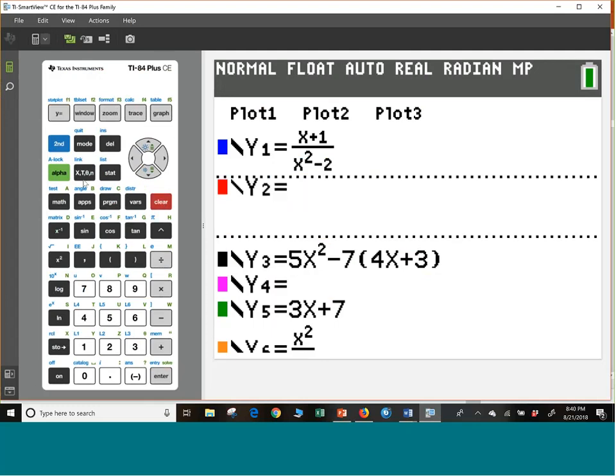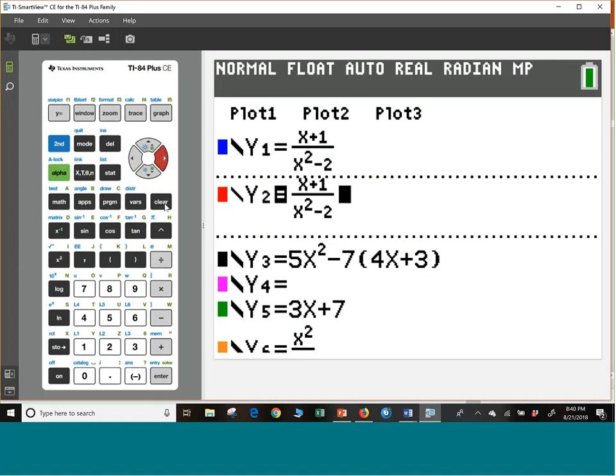But if you have the new color and the latest operating system, you can also get that fraction template by pressing alpha and the xt theta n key, okay? That sometimes gets wows. I think I heard a few wows from across the country right now on that. That was great. So x plus 1, and then over x squared minus 2. And so that's how you can go ahead and get the function in there, okay?